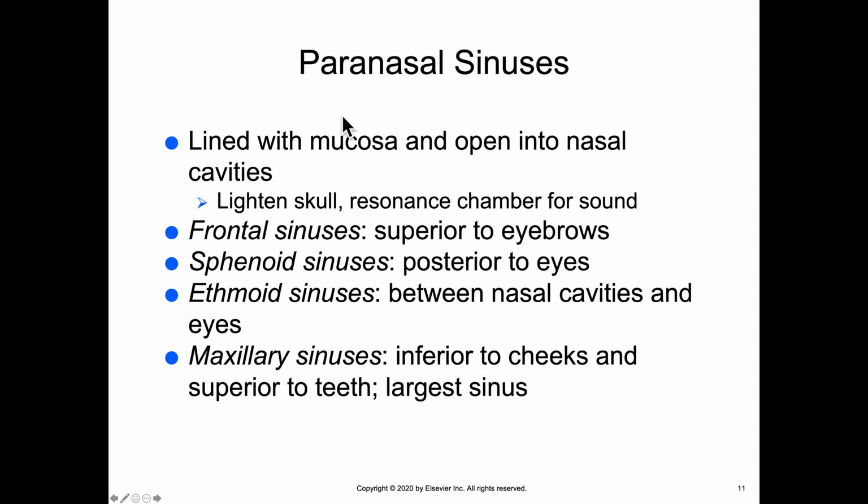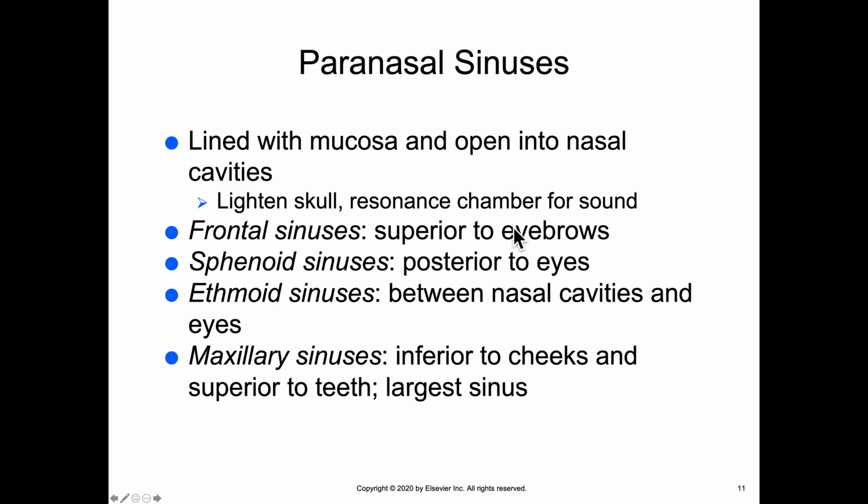You have paranasal sinuses alongside the nose, lined with mucosa, that open into the nasal cavities. They help to lighten the skull and provide resonance for sound. So what allows me to make so much loud noise all the time is that we have these sinuses that help to provide more of an echo. There are frontal, sphenoid, ethmoid, and maxillary sinuses. These are named after bones.